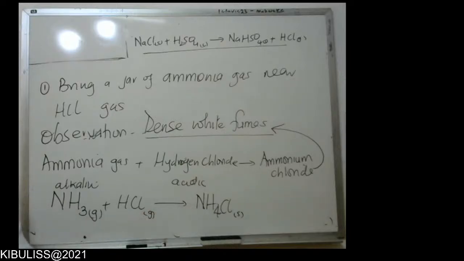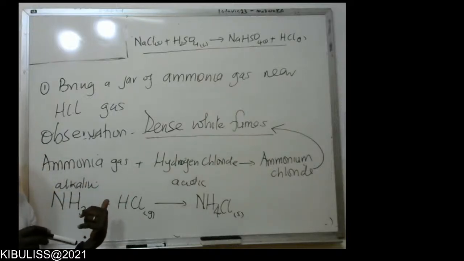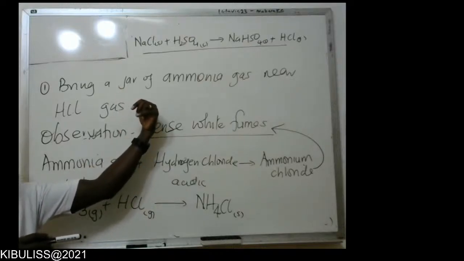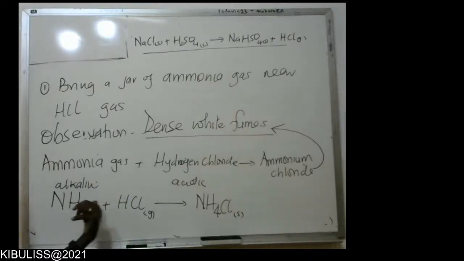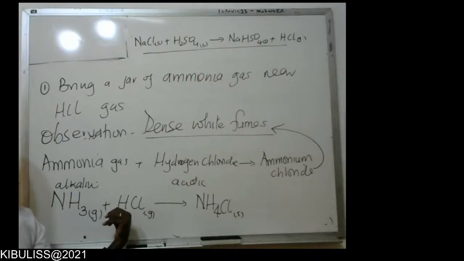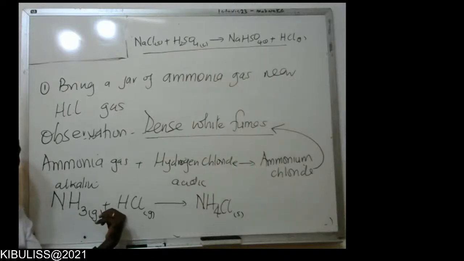This proves that the gas is hydrogen chloride. We do this qualitatively during the practicals. If you are preparing hydrogen chloride or preparing ammonia in the lab qualitative analysis practical, we test using ammonia if the gas being prepared is hydrogen chloride. If the gas being prepared is ammonia, we test using concentrated hydrochloric acid. It produces hydrogen chloride gas, and these two form white fumes.